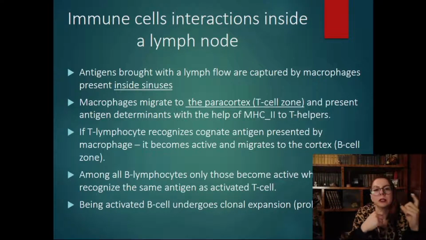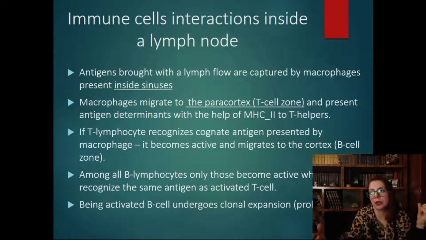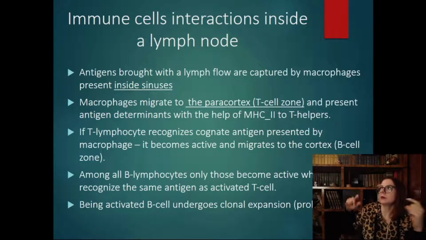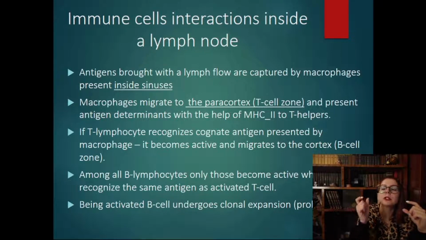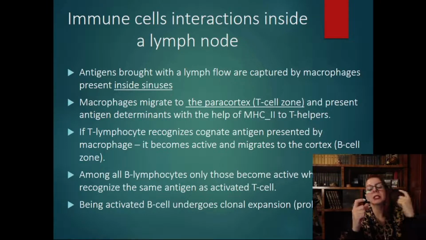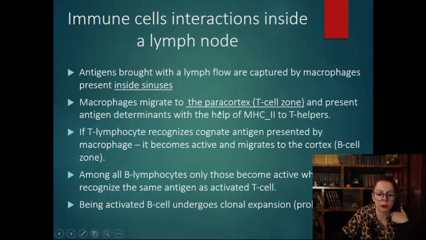And this is the essence. That's why we need to have a lot of T cells in the paracortex. Because in case of infection, we have exact antigens infecting us, and we need to find a proper T cell with its T cell receptor fit to this particular antigen. That's why macrophages arrive to the paracortex, and that's why the paracortex is populated by T cells.